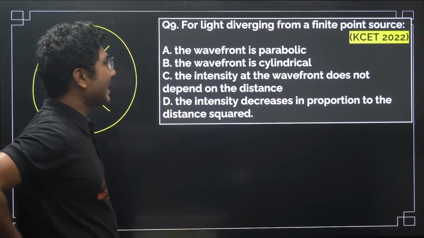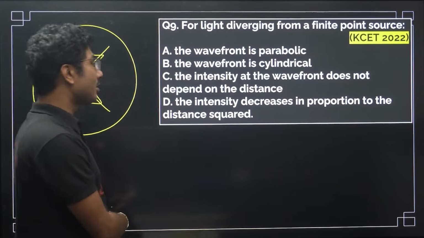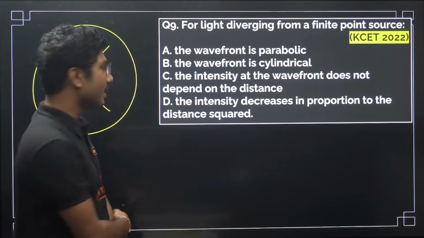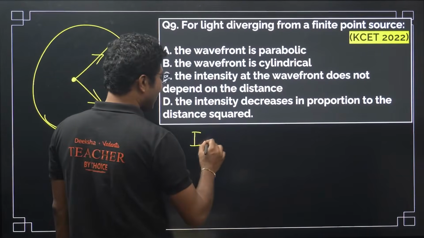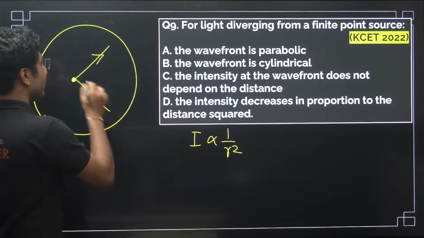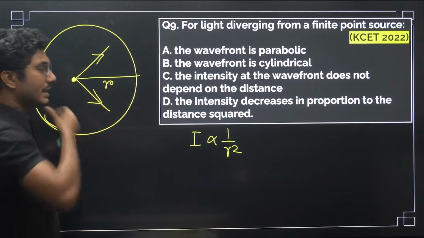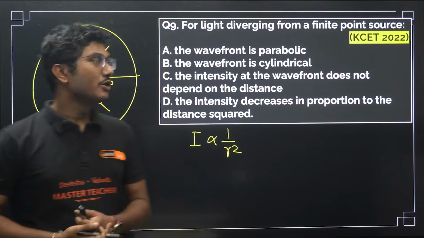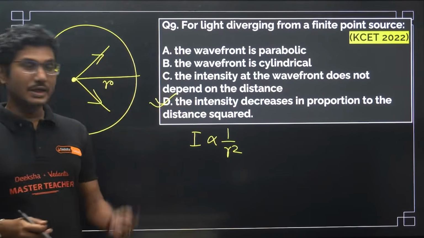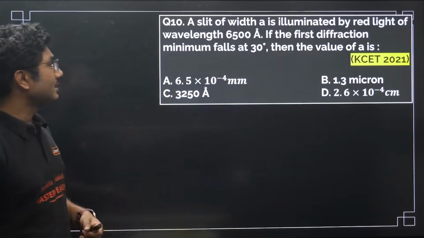The intensity at the wavefront does not depend on the distance? No. Intensity does depend on distance. The intensity decreases in proportion to the distance squared. So intensity of light is always inversely proportional to the square of the distance. If you move further and further away, the intensity will decrease with this formula. So intensity decreases with the square of the distance. I solved this question during my lecture as well. Now let's continue with the next question.